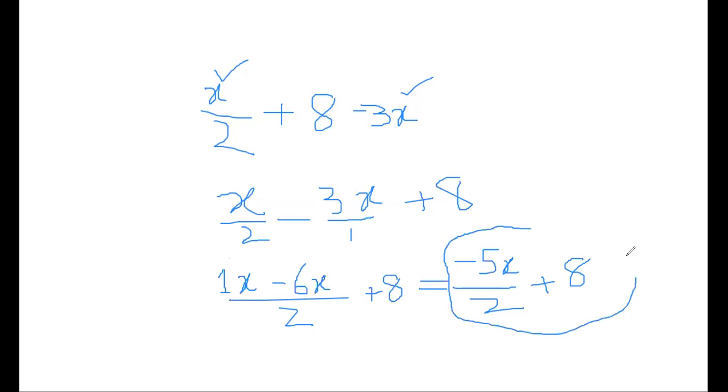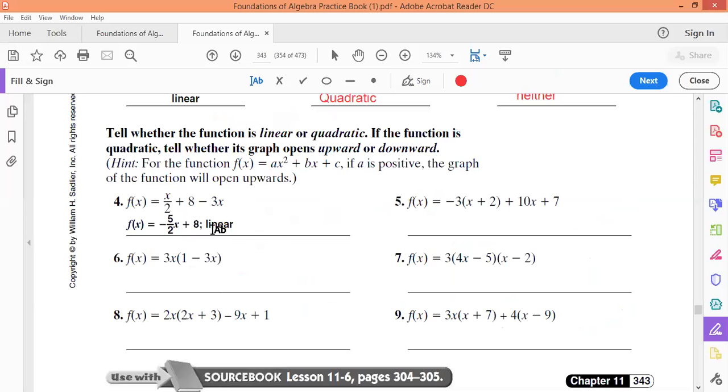Now look here. What is the power of x at this point? Not square. One. When there is nothing written, the power will be 1. So whenever you see in the function that the power is 1, it will be a linear function. Now check question number 4. What is written there? Linear or non-linear? Linear. This one is a linear function.